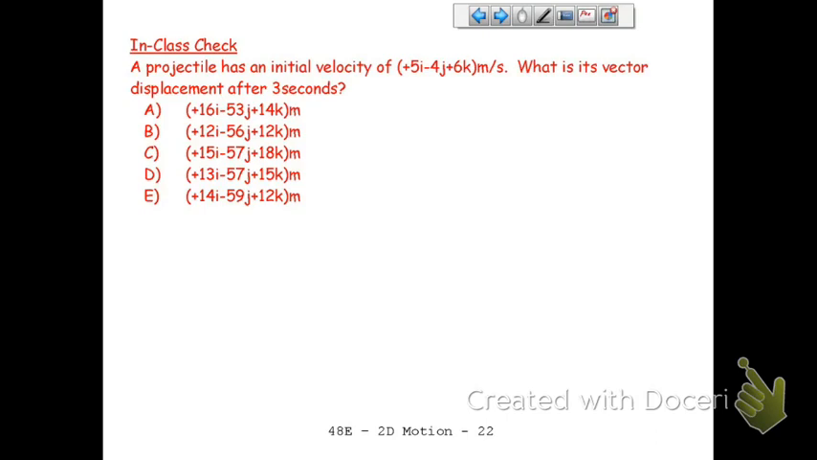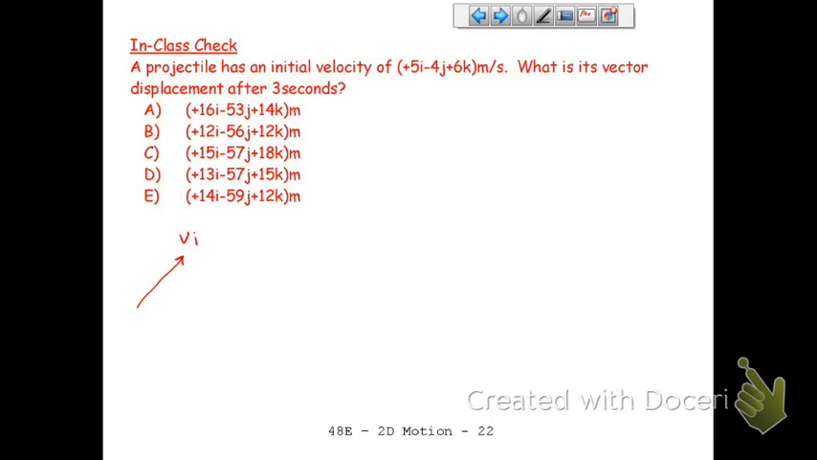Projectile has an initial velocity of that. Again, don't worry about drawing it to scale, just draw it. So there's my initial velocity. What is its vector displacement after 3 seconds? That's it. There's next to nothing said.